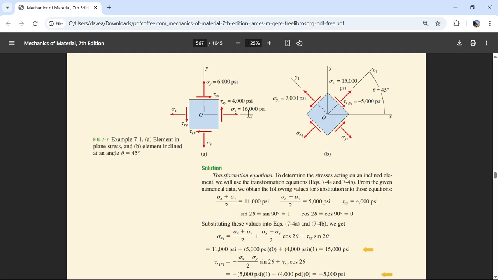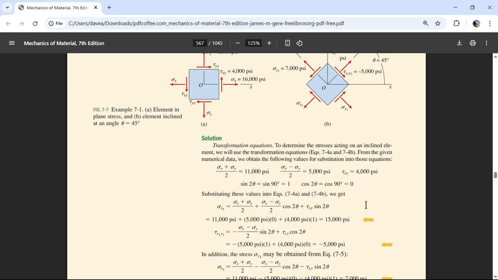So this is going to be 16 plus 6, that's 22. Divided by 2 is 11. 16 minus 6 is 10, so 5. So we get 5, and then the tau is 4, positive 4. Then they're going to grab that sine 2 theta. Theta is 45, so sine of 45 times 2 is 90. Sine of 90 is 1. The other term is going to be a cosine 2 theta.